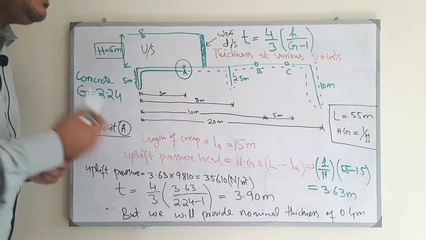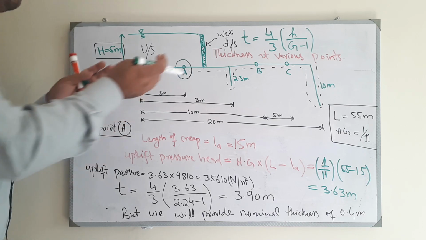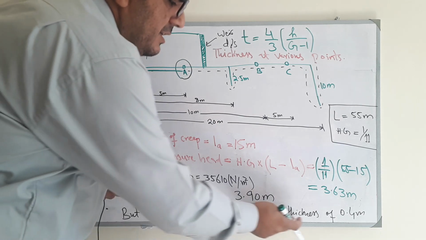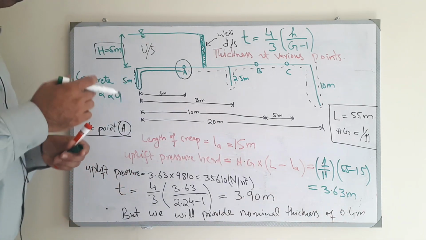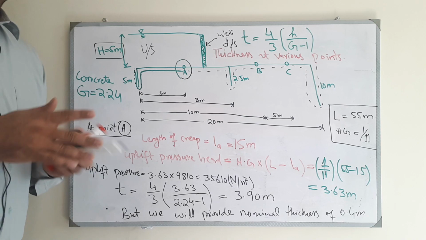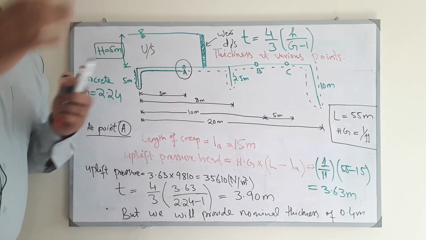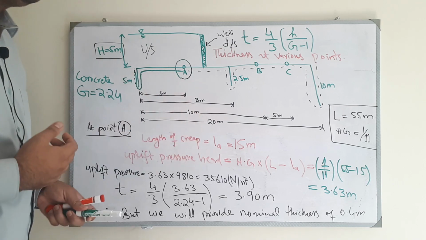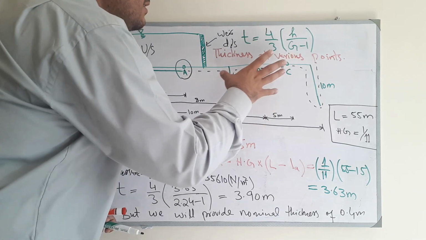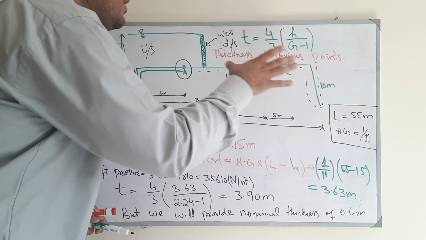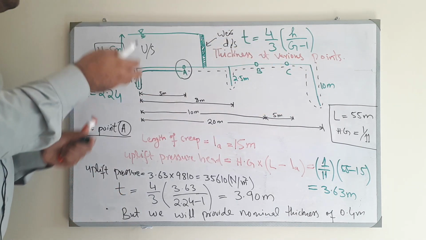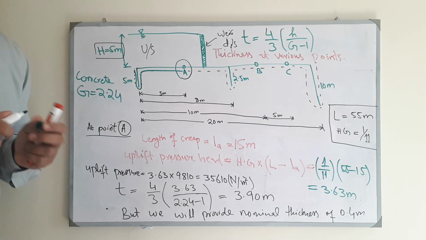But Bligh has provided the criterion that if a point is at the upstream, you have to provide a nominal thickness of 0.4 meter. So I would say that if it is upstream, you could provide only 0.4 meter. But as I have explained here, this formula gives the thickness of the floor at the downstream points of the hydraulic structure. For the upstream points, you have to provide the nominal thickness of 0.4 meter.